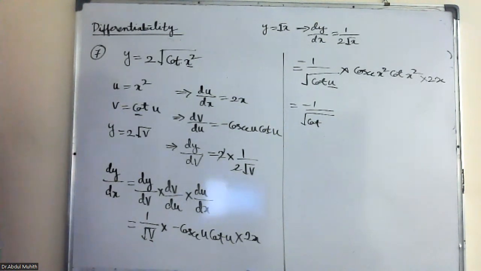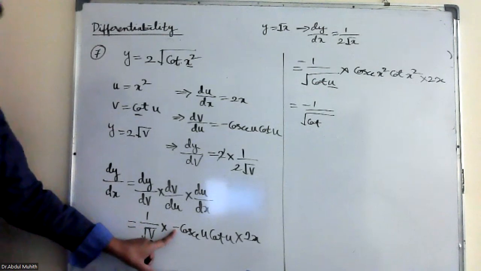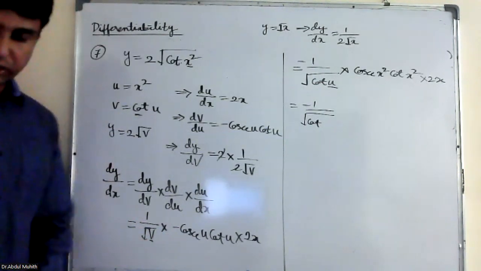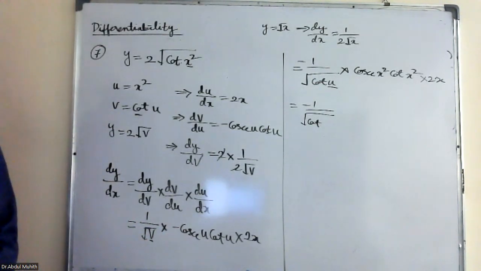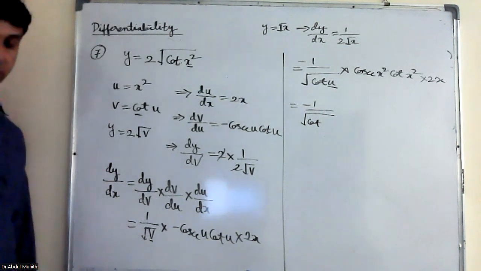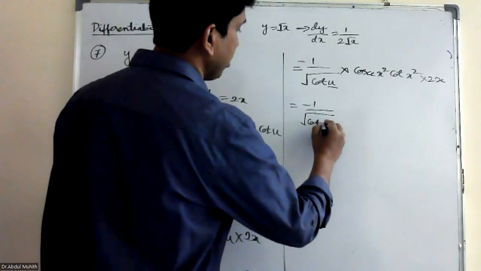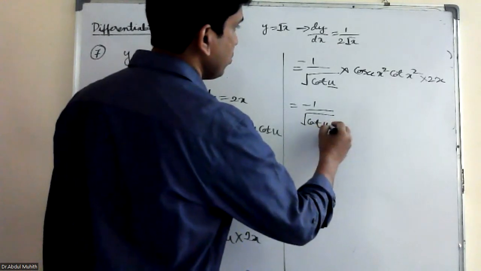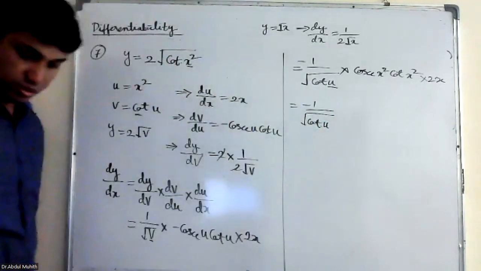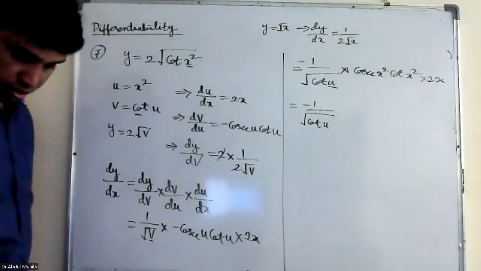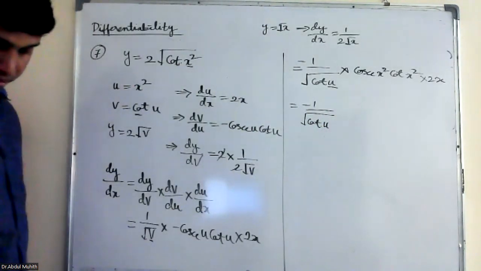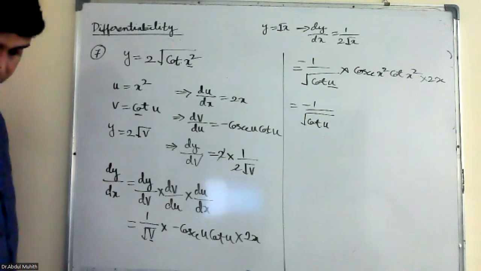Where? Here? That minus is here, right? Yeah, okay. It is minus, right? So -1. So there is minus, right? So therefore, what will happen here? Cot u into cot u x square, right?